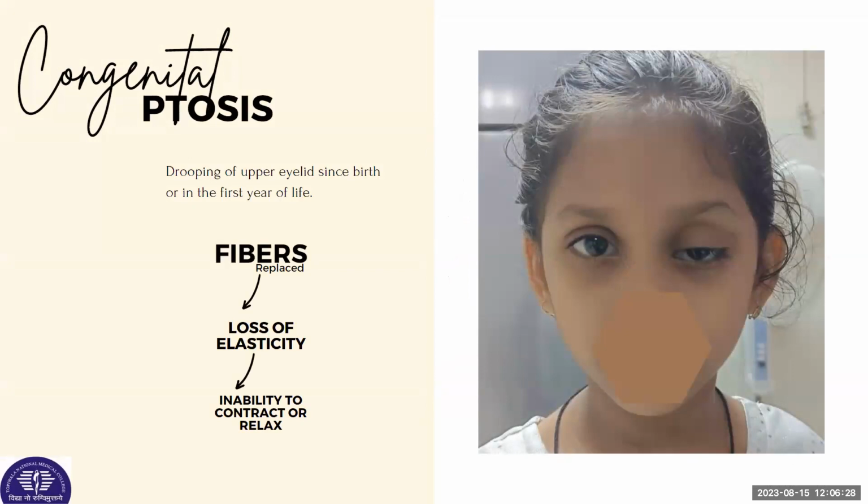Good afternoon. I'm Dr. Sakshi Patel. I'll be presenting on congenital ptosis. Congenital ptosis is the drooping of the upper eyelid since birth or within the first year of life. The pathophysiology basically here is that the LPS fibers are replaced by adipose tissue and fibrous tissue, leading to loss of elasticity and inability to retract or relax.